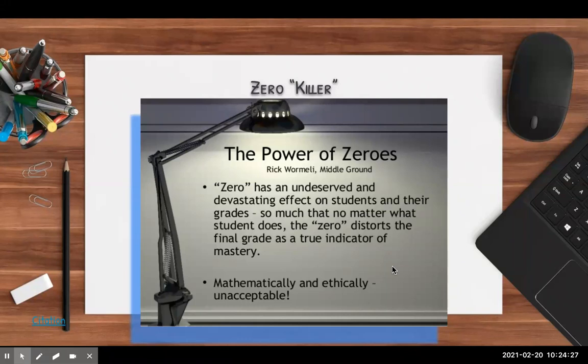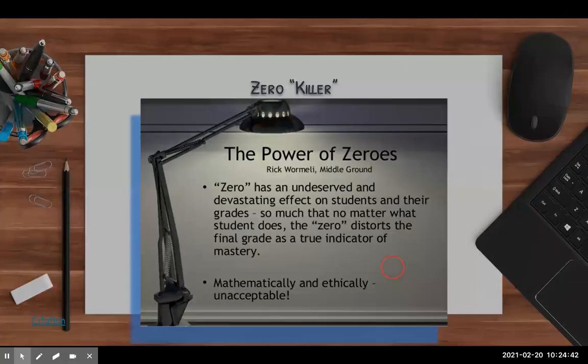Now I had some teachers go, well, my lowest grade's a 50. But does your 50 count as a 0? What's it worth? Is it worth 50, or are you weighing it at a 0? So you still have to look at how you weigh these things out, all right?